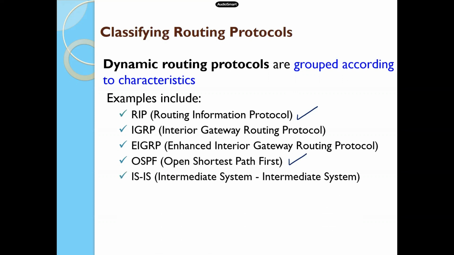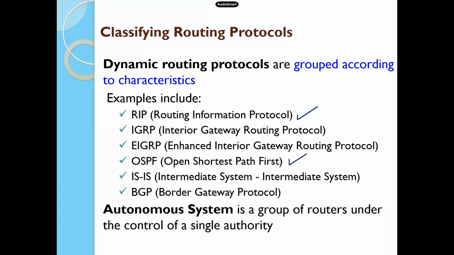And there is the ISIS, intermediate system. And there is the border gateway protocol. There is one important concept here, which is called autonomous system. So autonomous system is a group of routers. And basically, when we say routers, it's a group of networks. And they are under the control of a single authority.